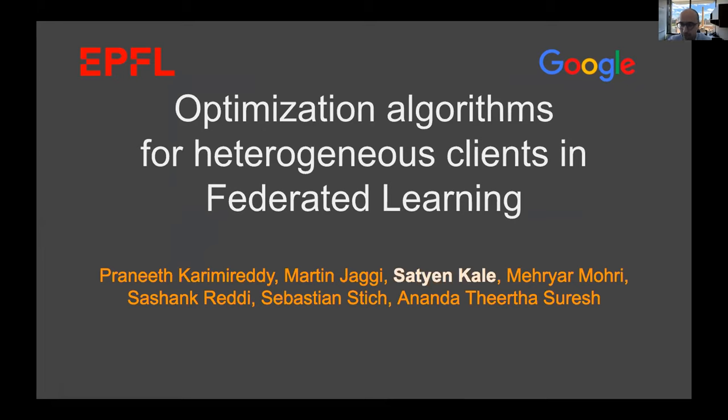Satyen has received several awards, including Best Paper Award at ICML 2015, Best Paper Award at ICLR 2018, and Best Student Paper Award at COLT 2018. So he's an expert in optimization and machine learning, and his current research focuses on the design of efficient and practical algorithms for fundamental problems that appear in machine learning and optimization. And in particular, today he's going to talk about optimization algorithms for heterogeneous clients in federated learning. With that, I hand it over to you.